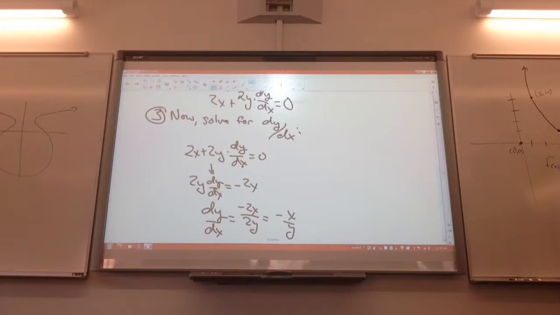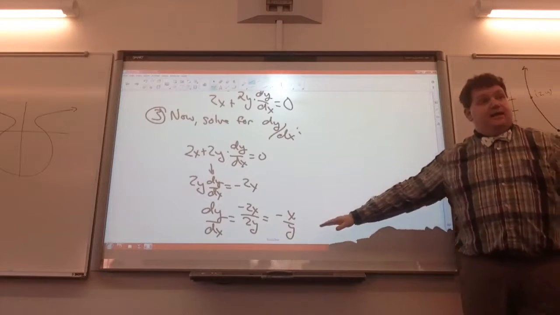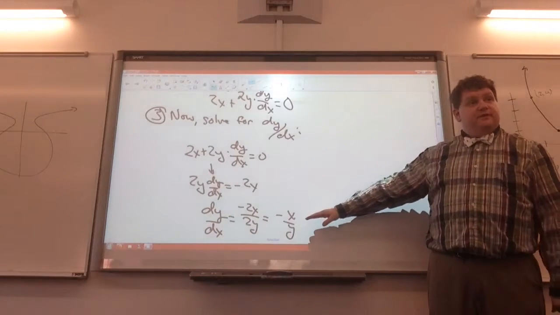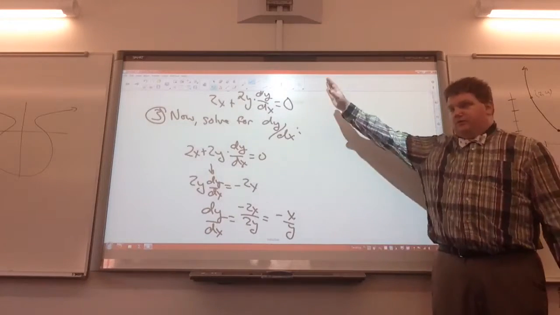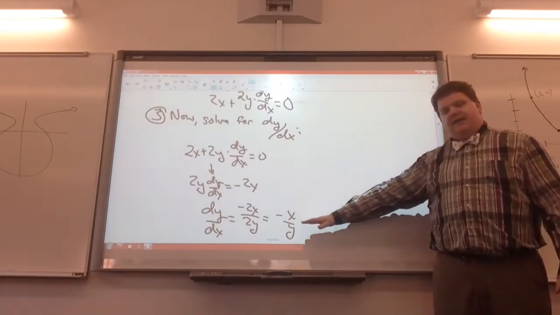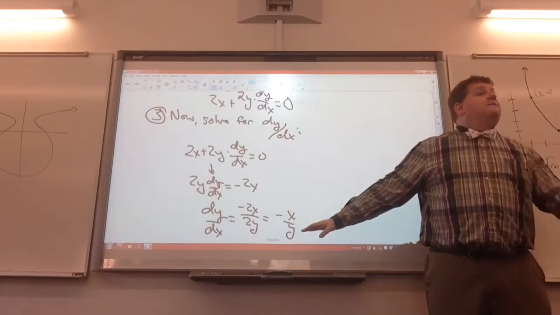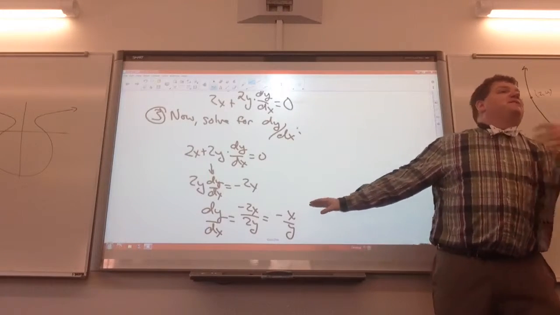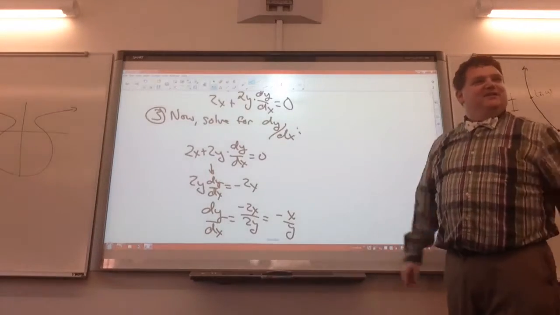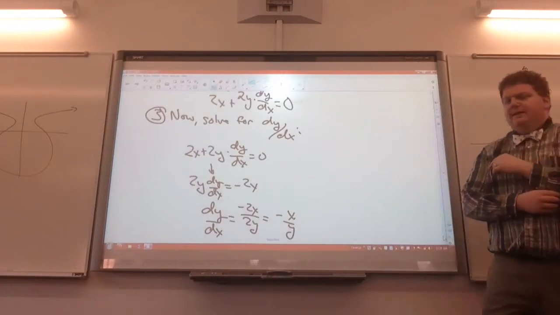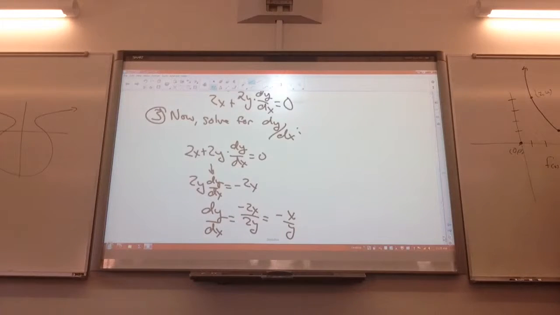Would that be your answer? No. This is my answer right here. This is what the derivative with respect to x was of the original equation, not function, it's a circle, which is minus x over y. Now, I could take the derivative of this, but that would be the second derivative. So the slope would not be the second derivative. Does everyone see how that works?